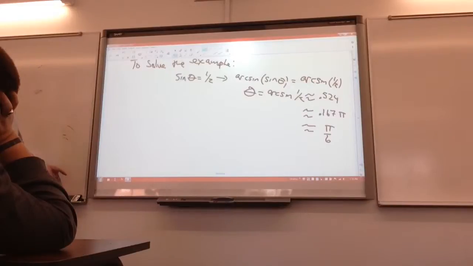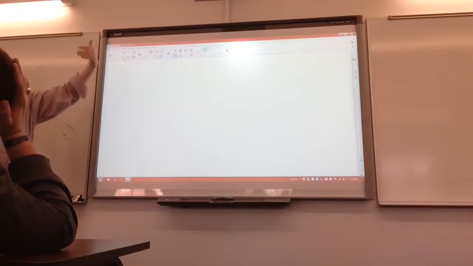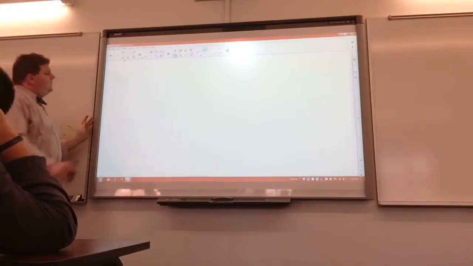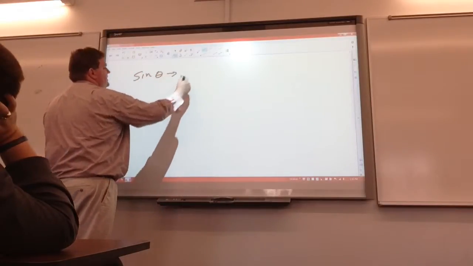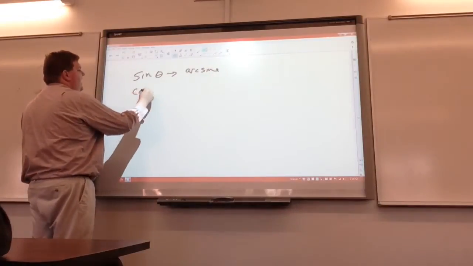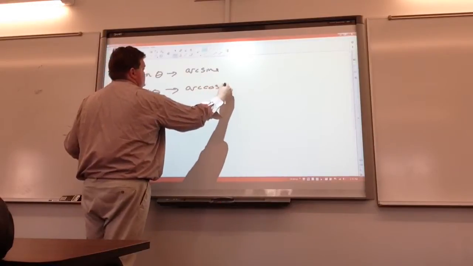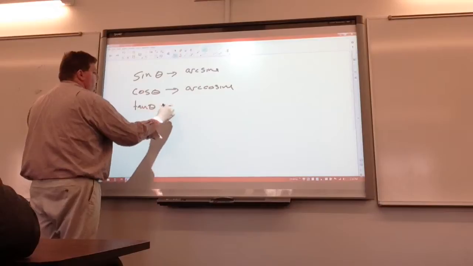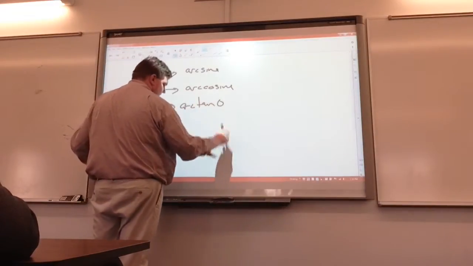Every trig function has a corresponding arc function that goes with it. So the sine is undone by the arc sine. The cosine is undone by the arc cosine. The tangent is undone by the arc tangent.